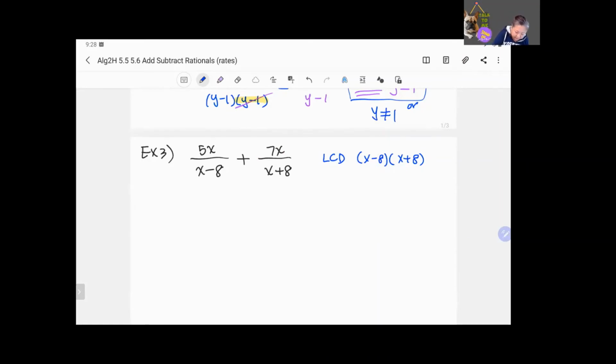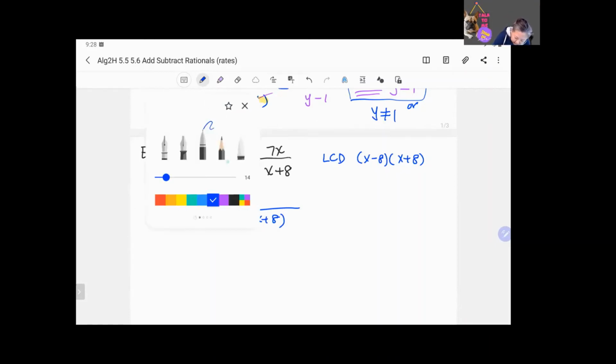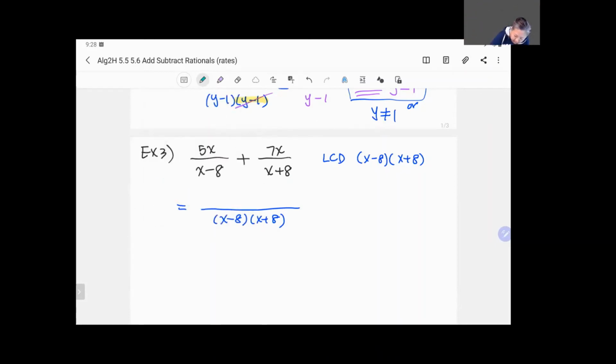So then if that is the case, then in the next step I can say x minus 8 and then x plus 8 there. Then now the first rational expression manipulation will be, now here I have to multiply top and bottom by what? x plus 8, x plus 8.